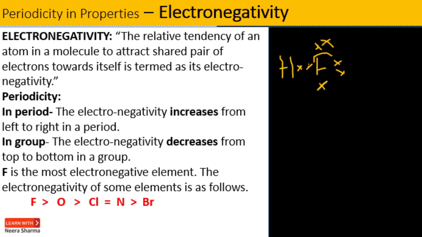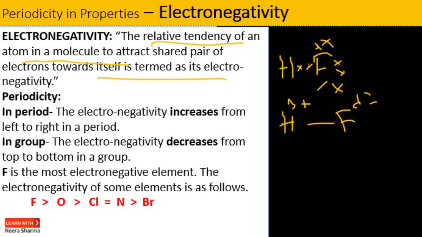So these electrons, instead of being present in between hydrogen and fluorine, are more towards the fluorine than towards the hydrogen. So fluorine gets a slight negative charge while hydrogen gets a slight positive charge. So this tendency of an atom in a molecule to attract shared pair of electron is called as electronegativity. Electronegativity increases from left to right, and in a group it is decreasing.